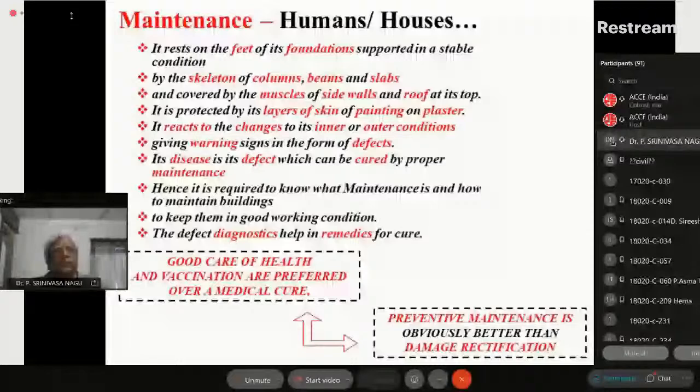the maintenance of humans or houses, you can see it involves same way, because again the functioning is also the same way. You can see the foundation rests, the building rests on the foundation.